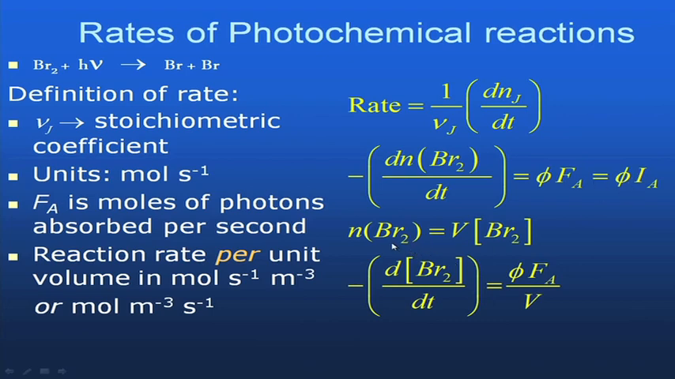Ultimately N of Br2 is V times the concentration, because it is the number of moles of Br2, which is your concentration into total volume. That gives you the overall rate of reaction as phi times Fa by V, where Fa is the moles of photons absorbed per second. Fa is basically your intensity, the number of photons absorbed per second. Actually, intensity per unit area should be there, but we are ignoring per unit area. That is why Fa is similar to Ia, the intensity of absorbed radiation. You can write it in this way.